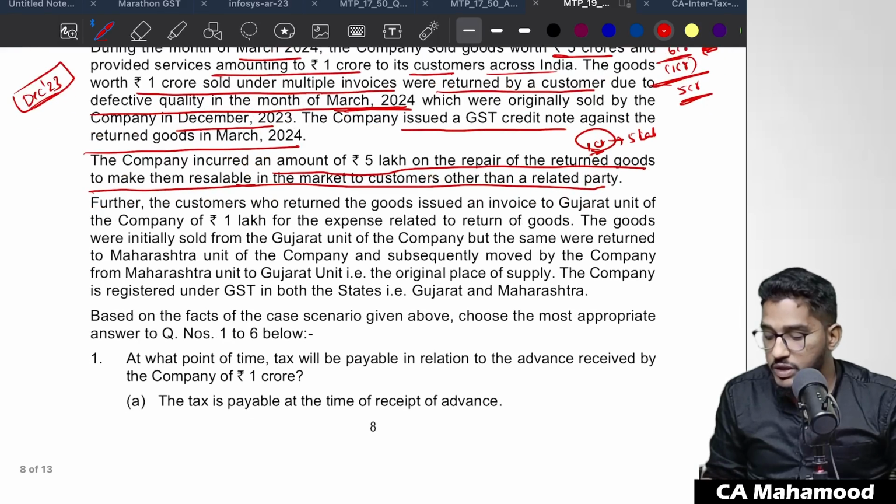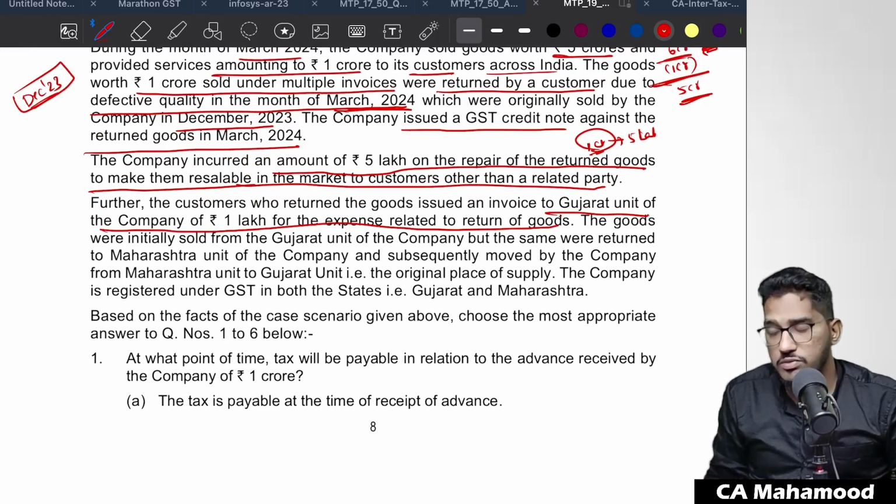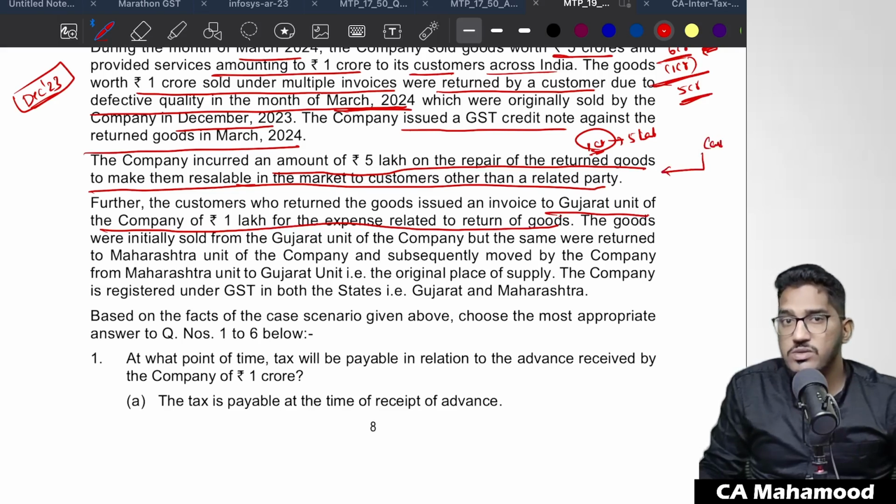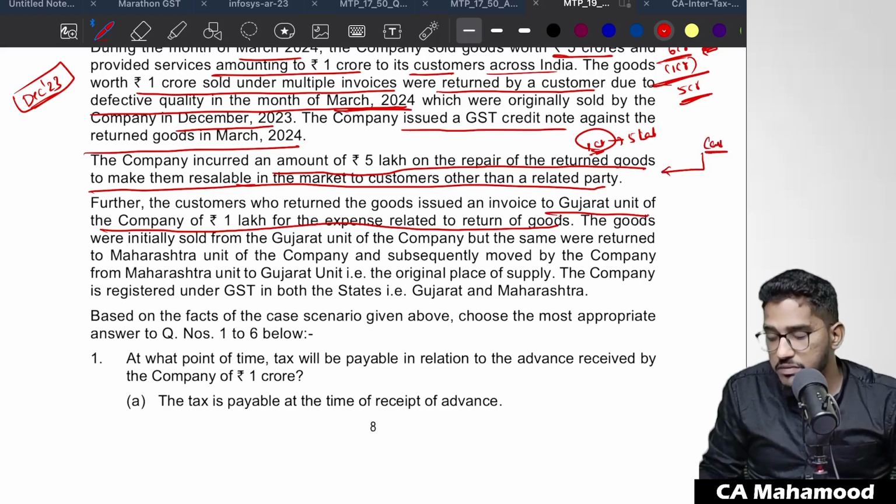Further, the customer who returned the goods issued an invoice to the Gujarat unit of the company of 1 lakh rupees for the expenses related to return of goods. Now, customers, when they are sending back the goods to you, will also incur expenditure. For example, if the customer is not satisfied with the quality of the products, he will send it back. Now, he has to incur transportation charges. So you sent defective quality goods, now we have to send it back to you. For that, we have incurred the expenditure.